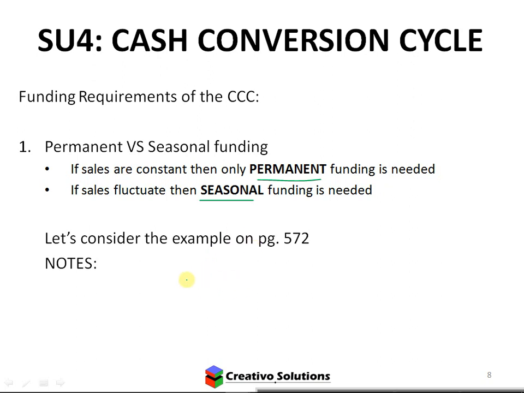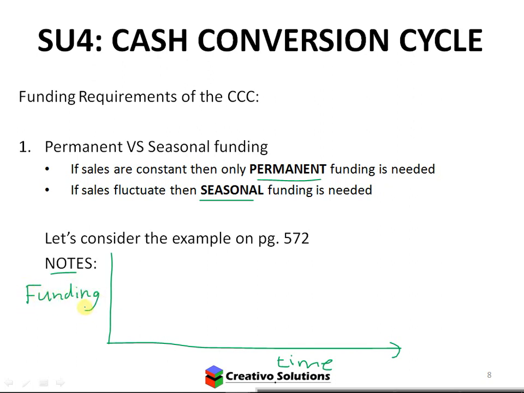Okay, so just to put a note here about that particular example, you'll see they talk about time. Time is on the x-axis, and then you've got the funding requirements on the y-axis. Sometimes it could be given as a diagram, sometimes as a list of values. They'll talk about months, like month 1, 2, 3, 4, January, February, March, and they'll talk about funding. What they will always give you is the permanent.